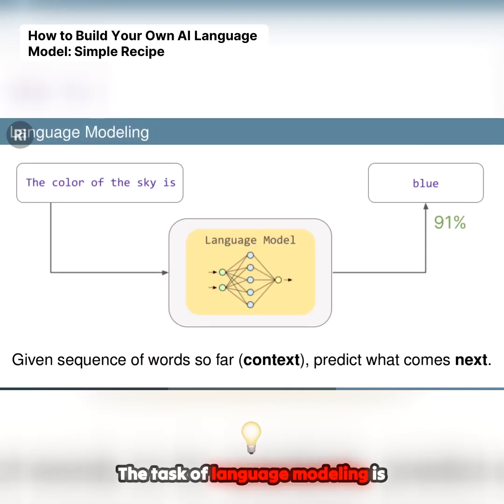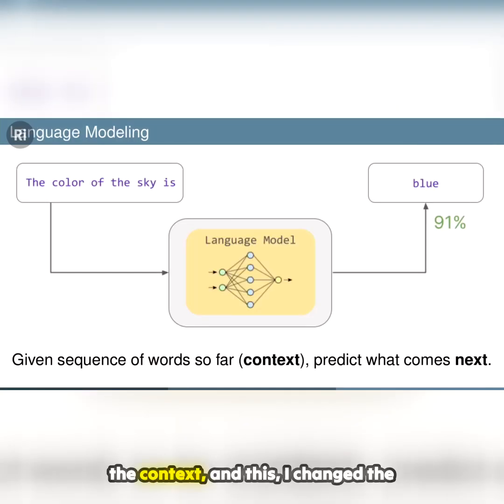The task of language modeling is we have the context, and I changed the example now, it says the color of the sky is, and we have a neural language model. This is just an algorithm that will predict what is the most likely continuation. And likelihood matters. These are all predicated on actually making guesses about what's going to come next.